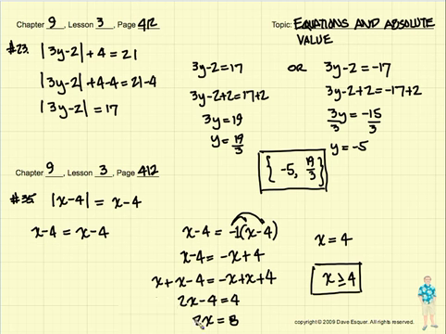Interesting problem. This first part really didn't help us out, but when we're done with the second one, we end up with x equals 4. But not only will 4 work, anything larger than 4 will have a solution as well.